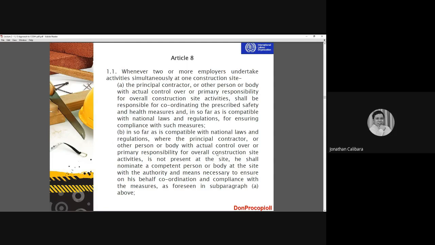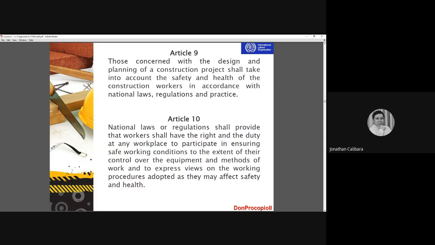You have to, muna nga, naagi yung responsibility ang workers o ang employers. Dili pwede yung employers lang. Article 9 is all about the design and planning inclusion of safety. So, masiguro sa kuwan niya, management niya. So, kinalan, mag-provide ang management team sa ilang safety ordinance or safety measures.